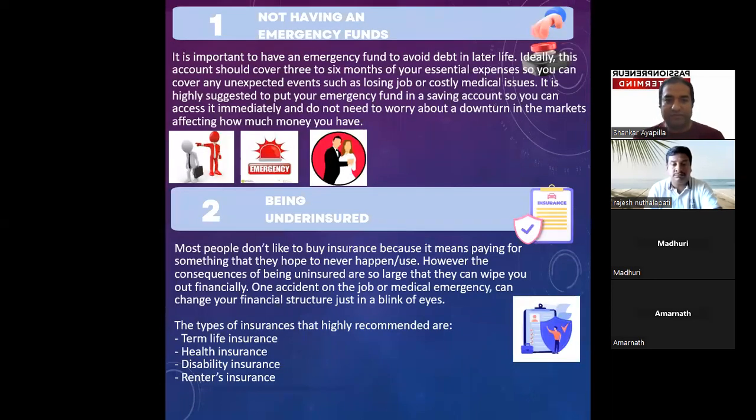Okay, one is we don't have an emergency fund, which we already discussed. Second is we are not taking the right insurance. Till now in India, only around 20% to 25% of the total population are insured, meaning term insurance, health insurance, disability insurance.